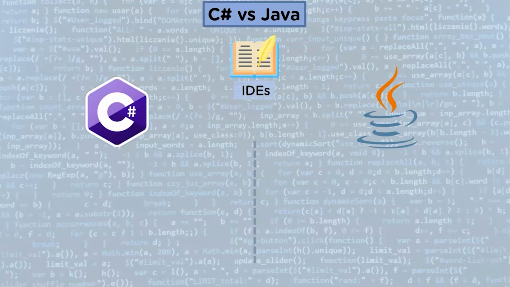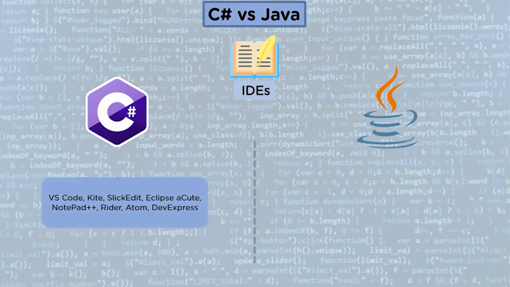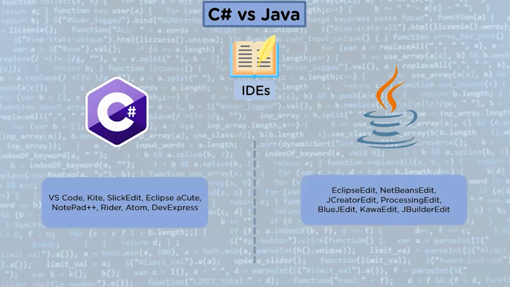IDEs, Integrated Development Environments. C Sharp supports IDEs like Visual Studio Code, Kite, SlickEdit, Eclipse, Acute, Notepad, Rider, Autumn, and DevExpress. Whereas Java supports IDEs like Eclipse, NetBeans, JCreator, Processing, BlueJ, Kava, JBuilder, and many more.